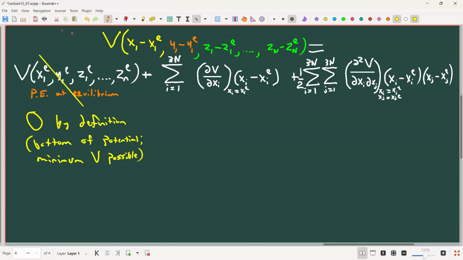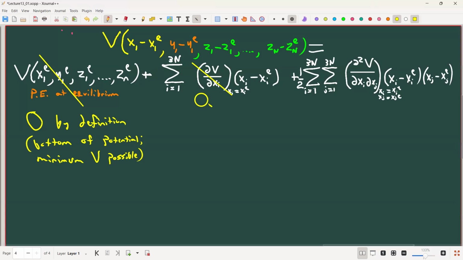Okay. This second term, this linear term, also goes to 0. Why does it go to 0? Remember, we're at the bottom of the potential, the equilibrium point, which is where we evaluate these slopes. This is the slope of the potential at the minimum, at equilibrium. Well, that's 0 because you're at the bottom of a parabola. So this is 0 because we're at a minimum at equilibrium.